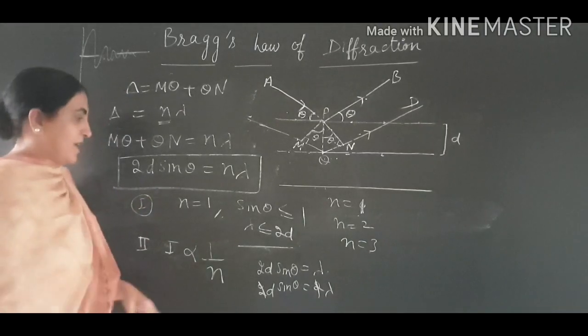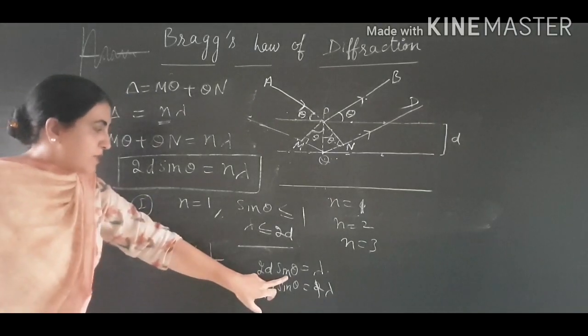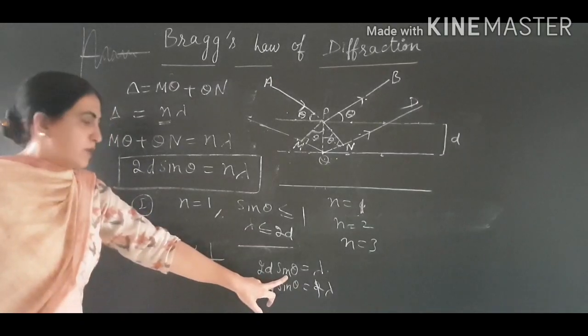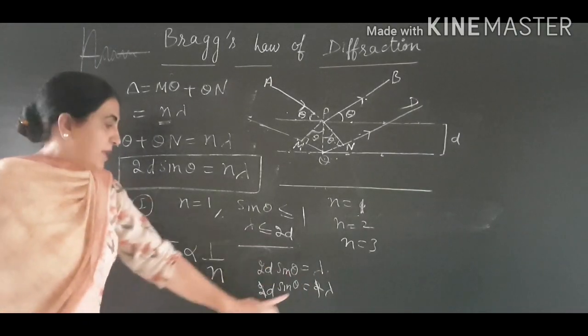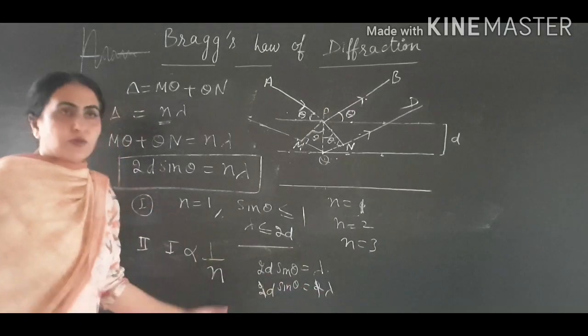Thank you very much. You can also write: if you take sin theta equal to 1, then 2d is equal to lambda, and for second order, 2d is equal to 2 lambda.